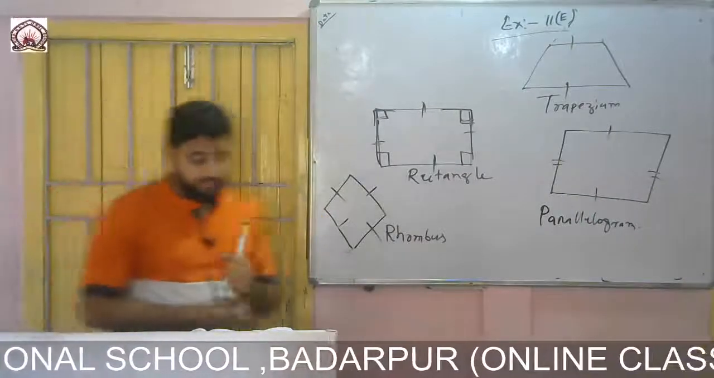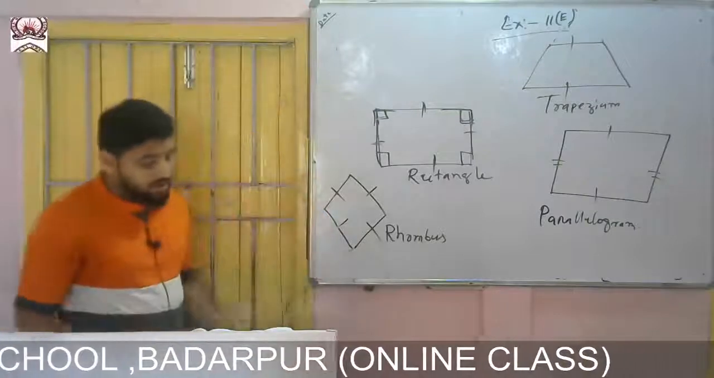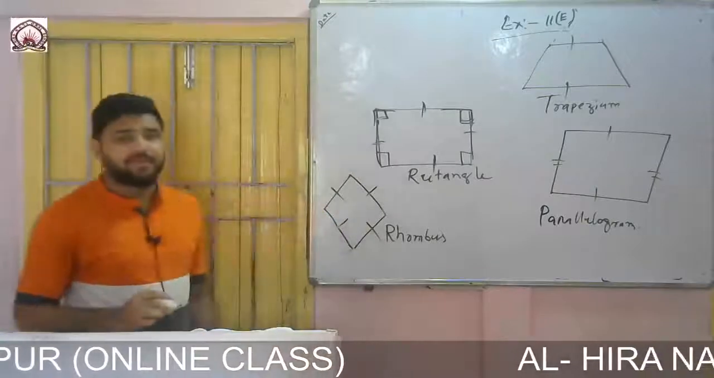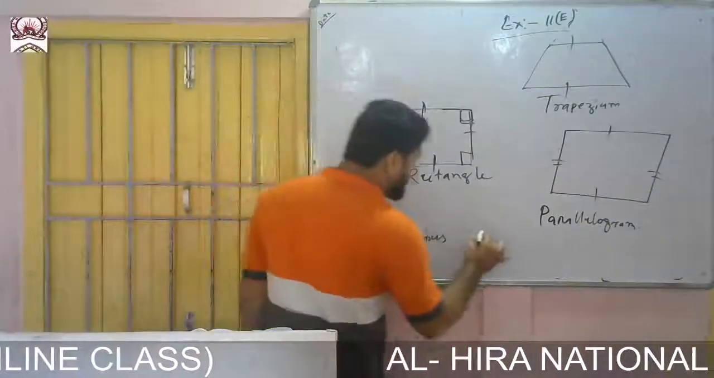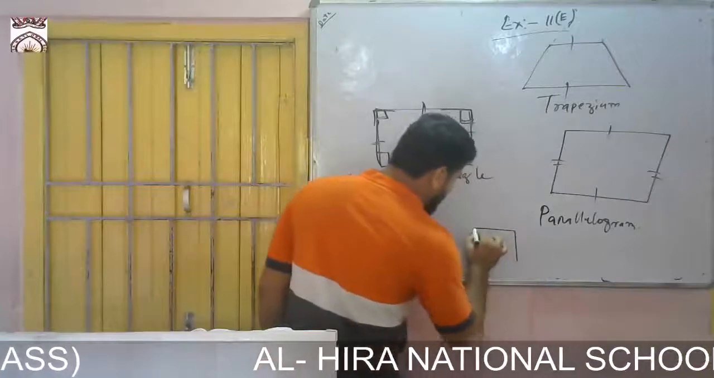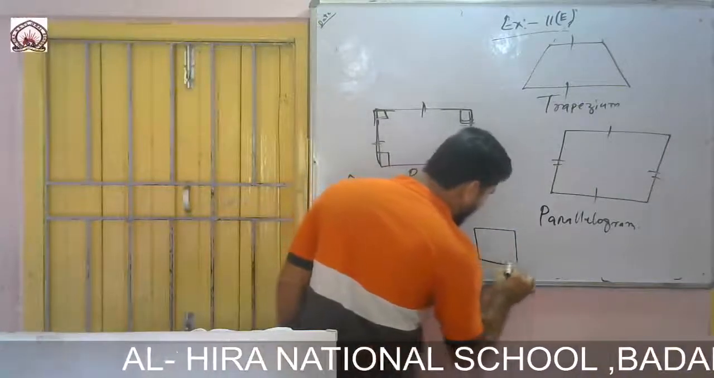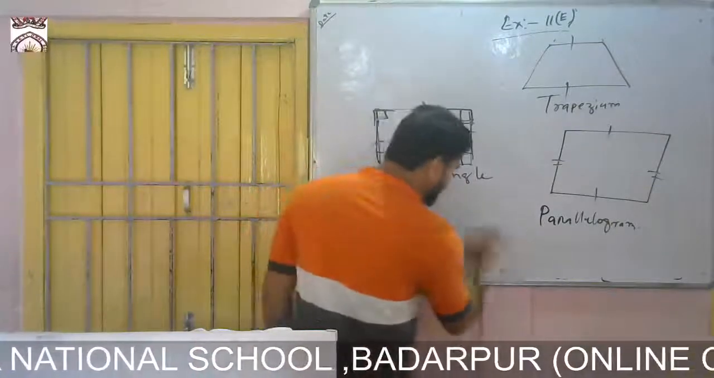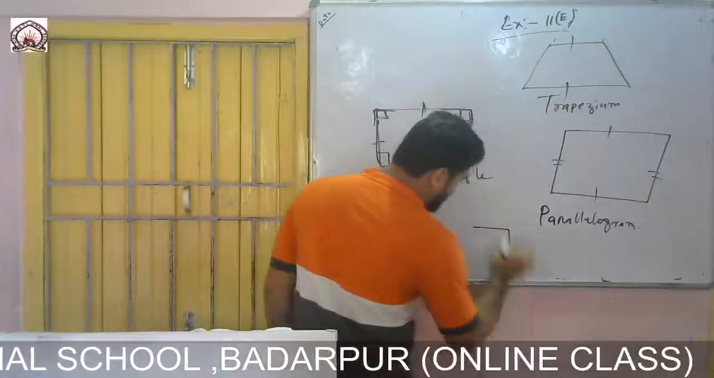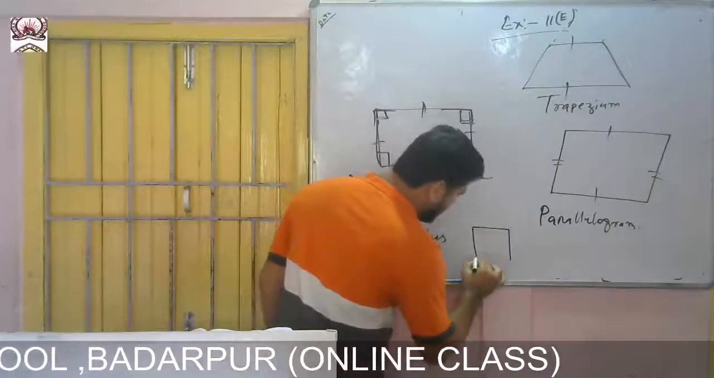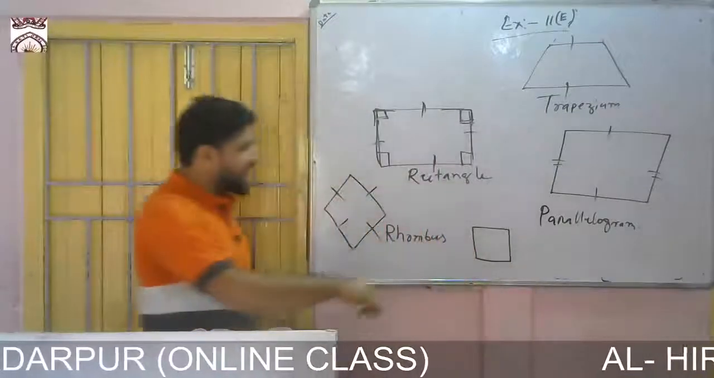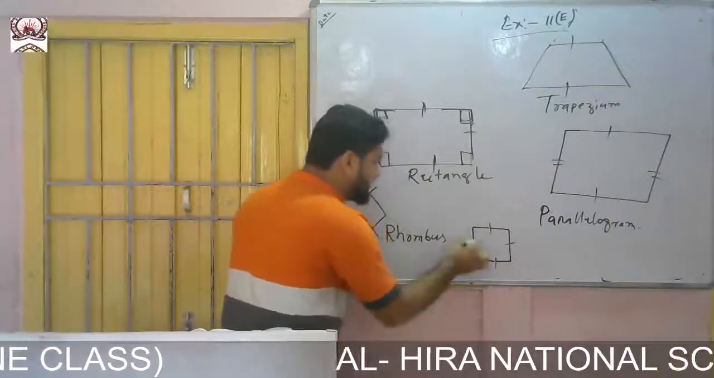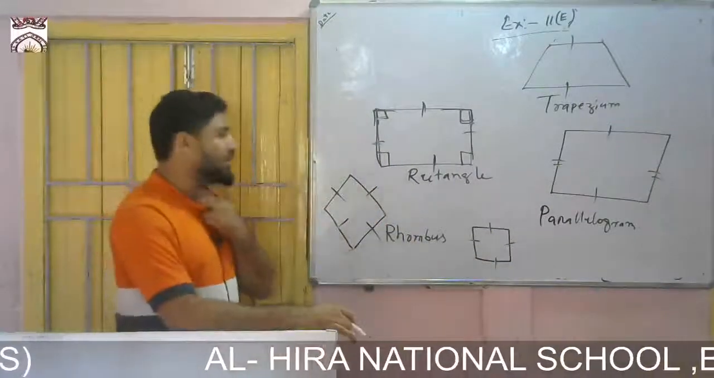Now come to the square. A square is a parallelogram. That means if I draw a square, we know all the sides are equal. So this is a square because this side is equal to this side, equal to this side, equal to this side. All the sides are equal.